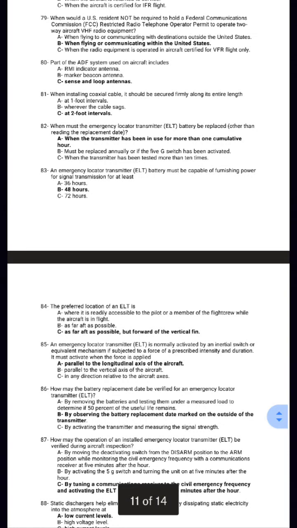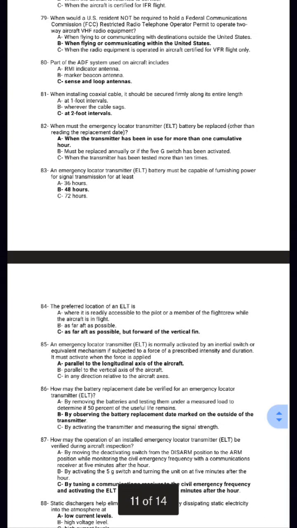So where's the preferred location of an ELT? As far aft as possible, but forward of the vertical fin. Why is that? Because that's your emergency locator transmitter. You want that as far aft as possible but before the fin.